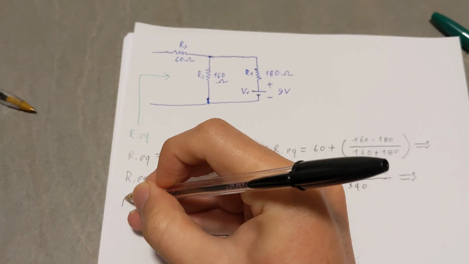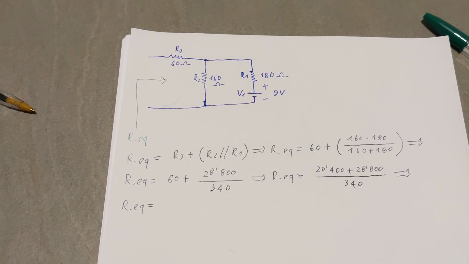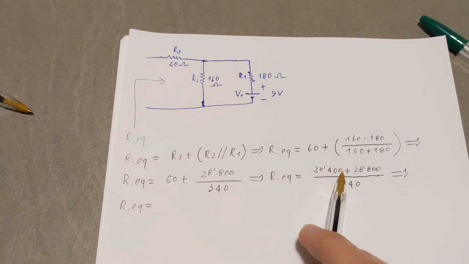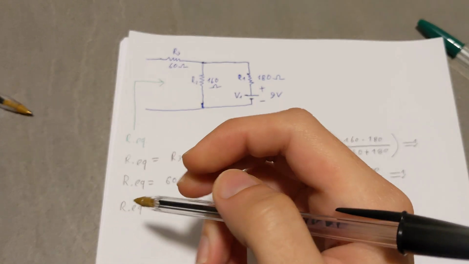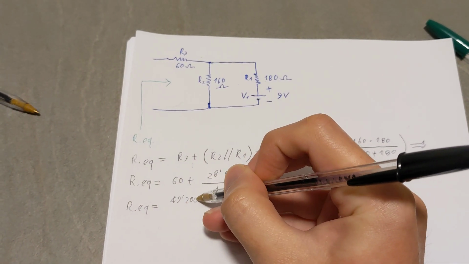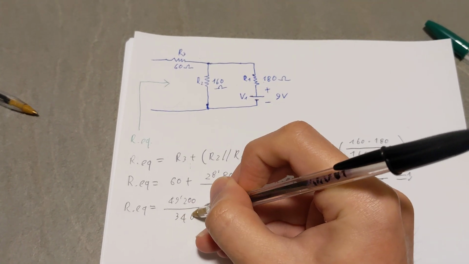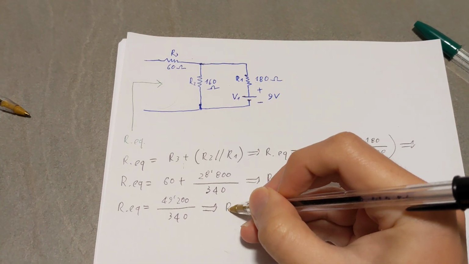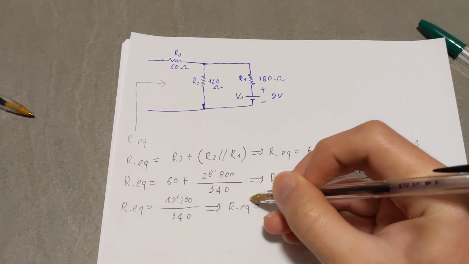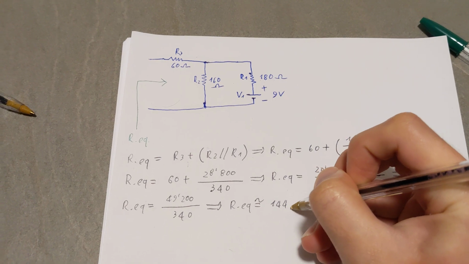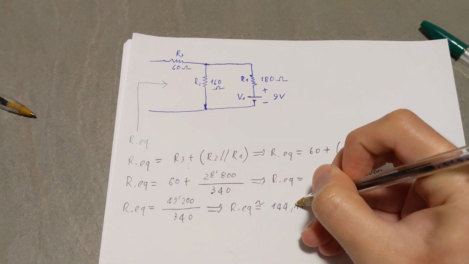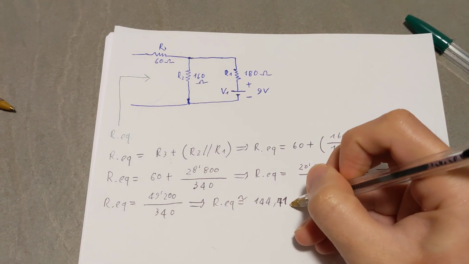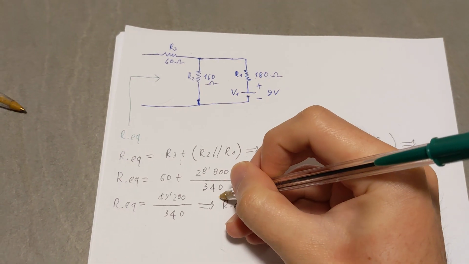And the equivalent resistance at the end of this, well, I'm not there yet. So those two, if I sum those two, 20,400 plus 28,800 is 49,200 divided by 340. And now I'm going to have to use the calculator because I'm not able to do that. But yeah, our equivalent is roughly 144.71. I really have to use the calculator. I knew I wasn't going to do that. Okay, so this is our final answer.